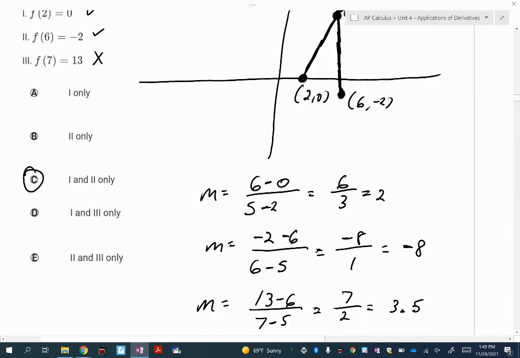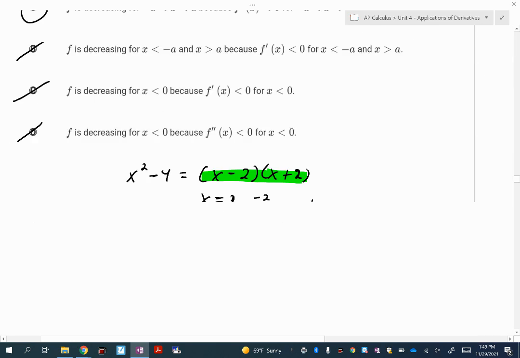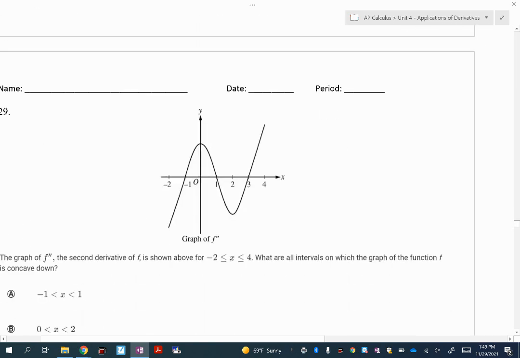So let's go, where were we? Picking up with 20, almost there. So close, guys. Too far.